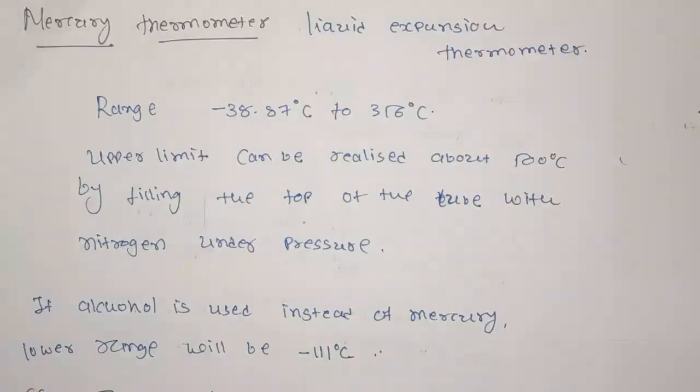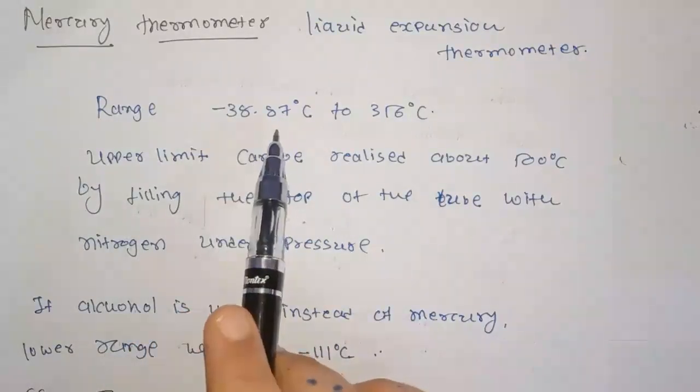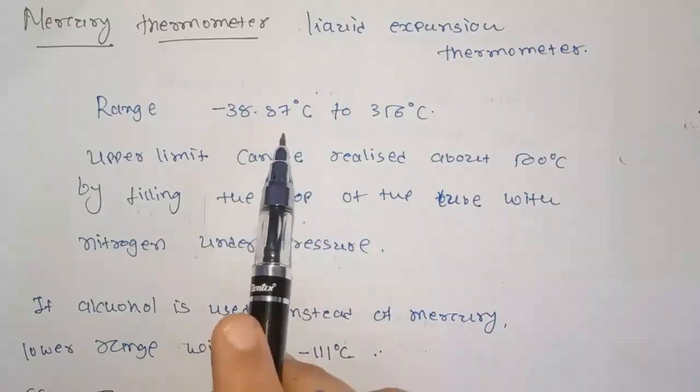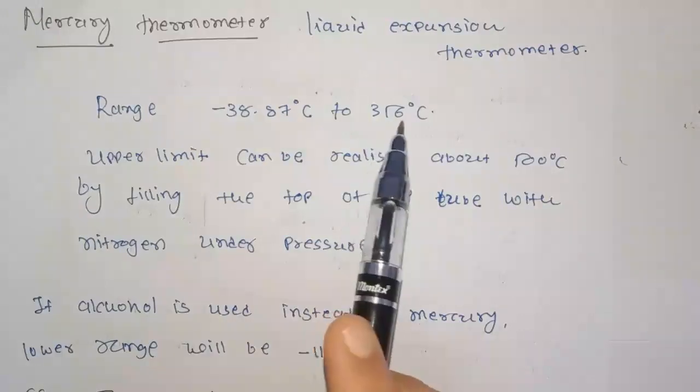First, let us understand the liquid expansion thermometer, that is mercury thermometer, which is very commonly used in our day-to-day life. The range of mercury thermometer is minus 38.87 degrees Celsius to 356 degrees Celsius.